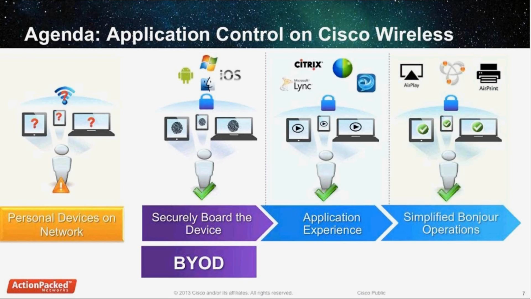But that thought process is changing now, because now it's all about providing a really good application experience and simplified operations on your network. And the applications can have different demands. If you're using Microsoft Lync or Cisco Jabber or WebEx, you want it to be a higher priority, regardless of the device type you used. You can provide that using AVC on Cisco Wireless, and that's what we call the beyond BYOD phase, and that's what we're talking about today.